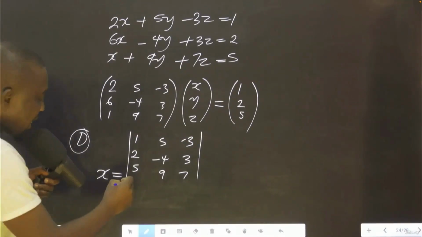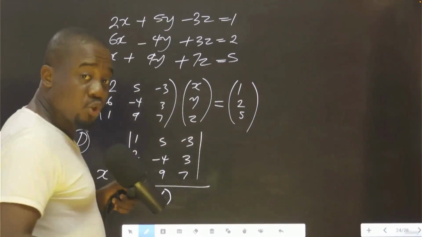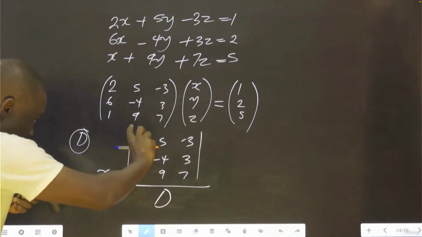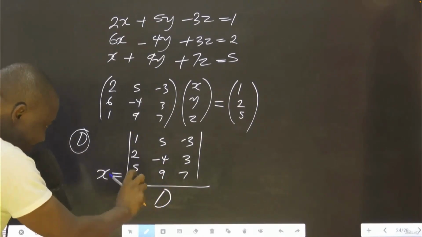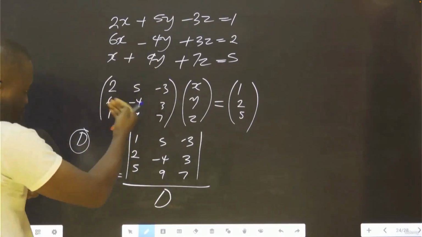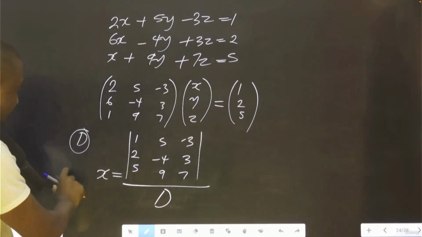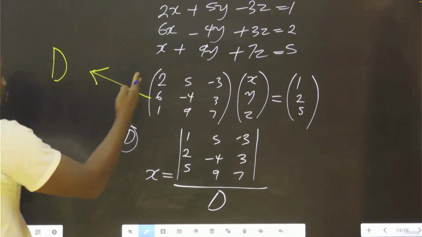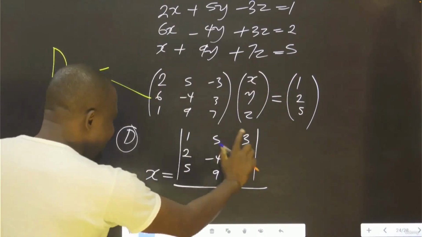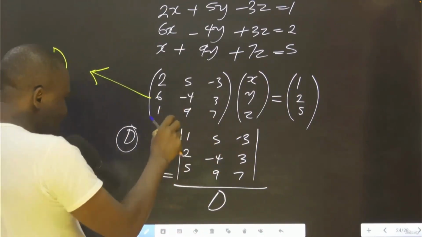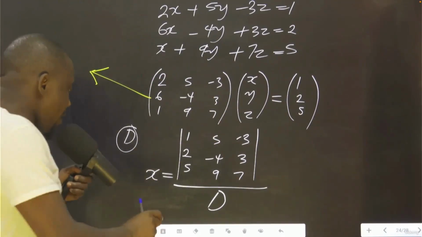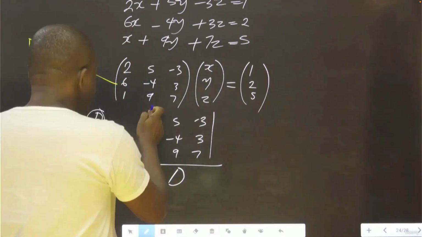So, divide by D. What I will say is, once you remove this and put these values there, also find the determinant of this and divide by the determinant of the original one, which is D. Remember, we said its determinant is D. We remove this and put this here to have this. Calculate the determinant, divide by the determinant of these original values. This is for x.